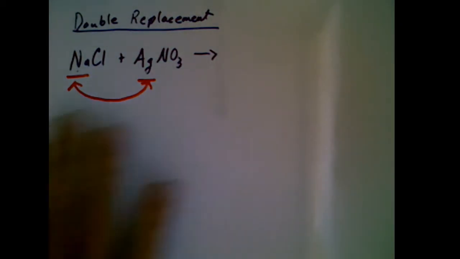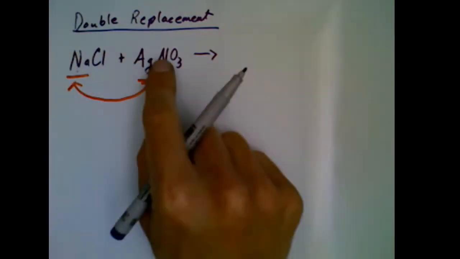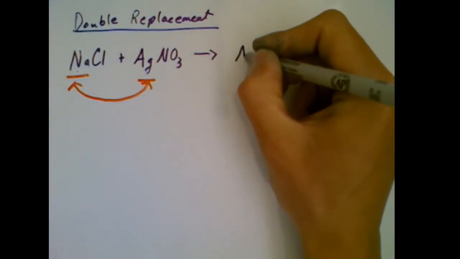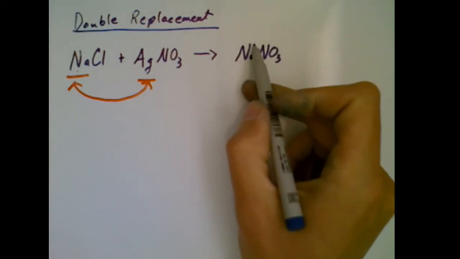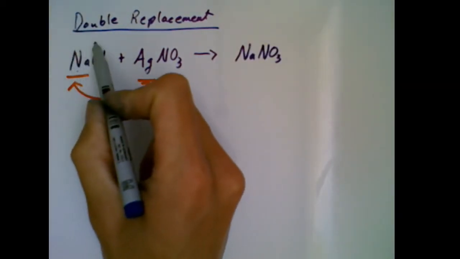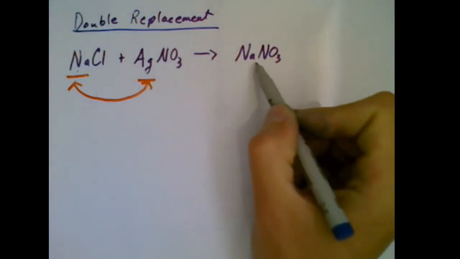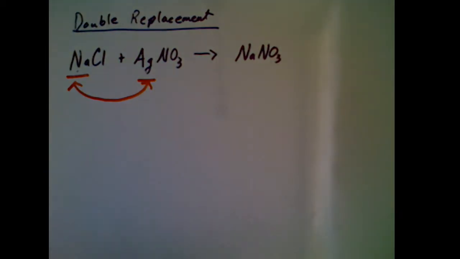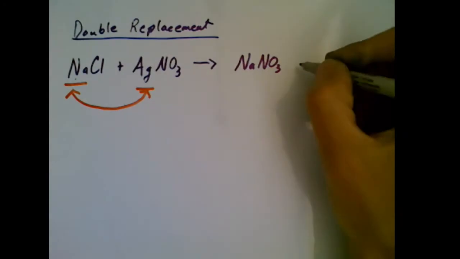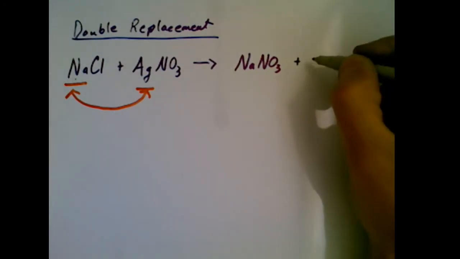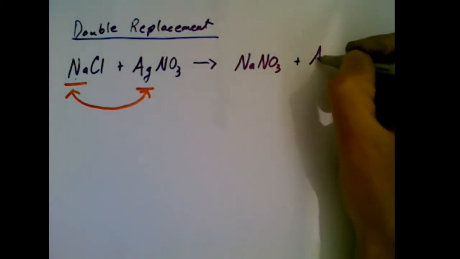On the other side of the equation, the Na would now combine with the NO3. When you form these compounds, you have to keep in mind the charges. Sodium has a positive 1 charge. Nitrate has a negative 1 charge. Those balance out, and I just have NaNO3. The other compound that I would end up forming is the Ag combined with the Cl.